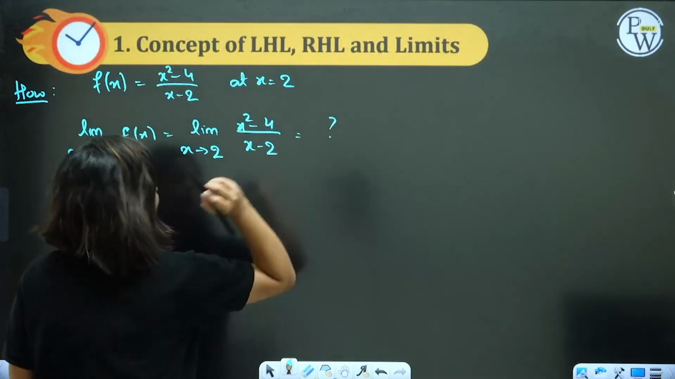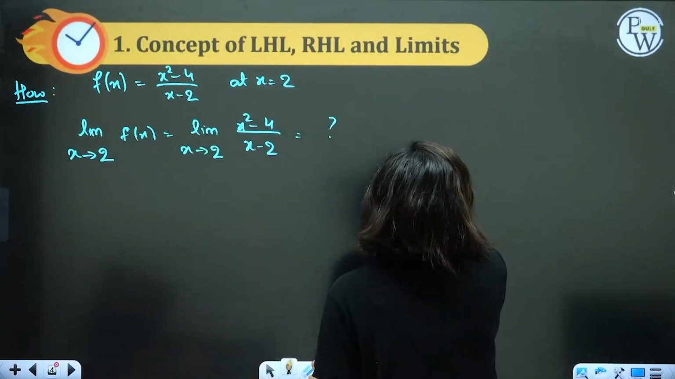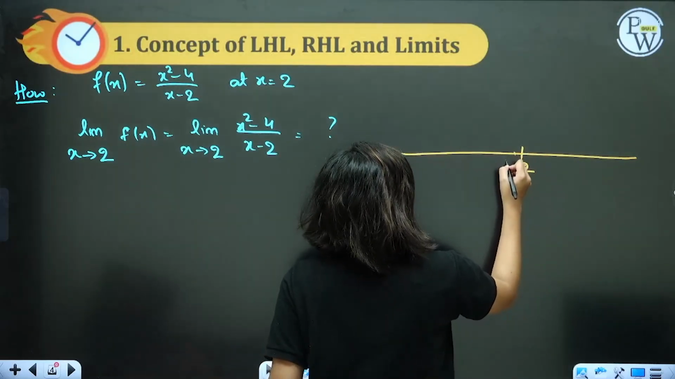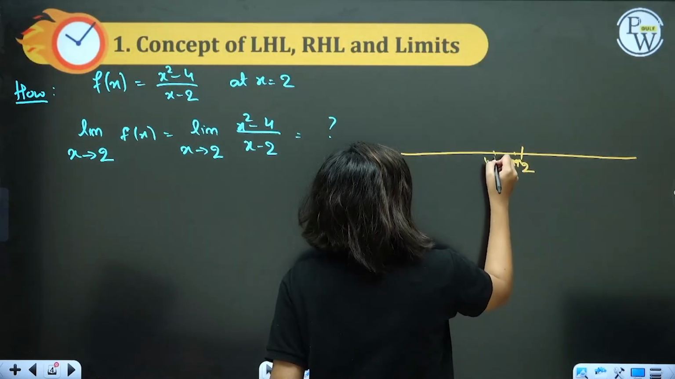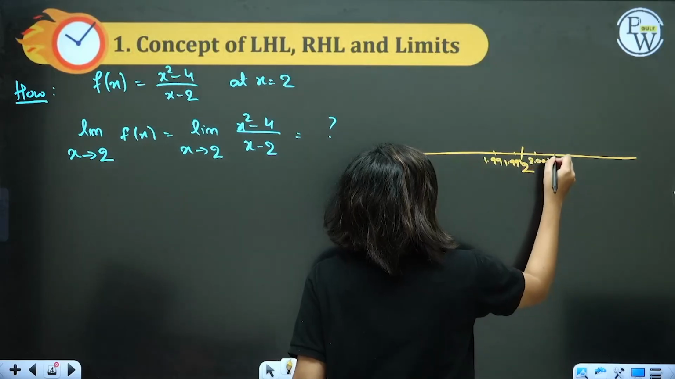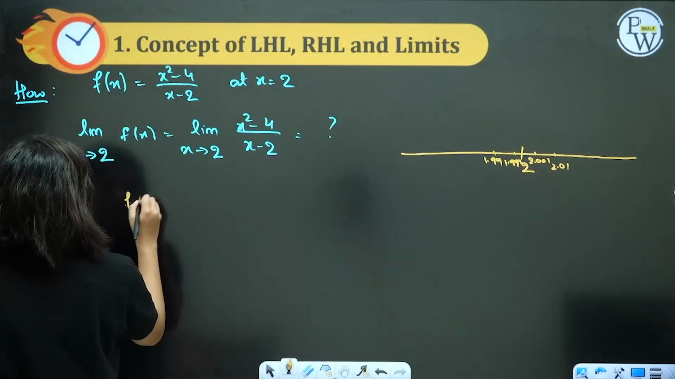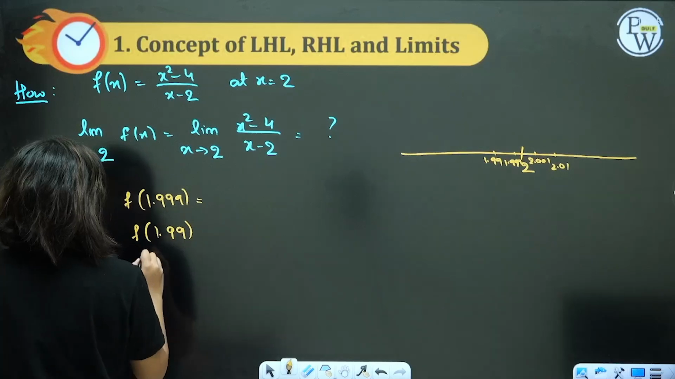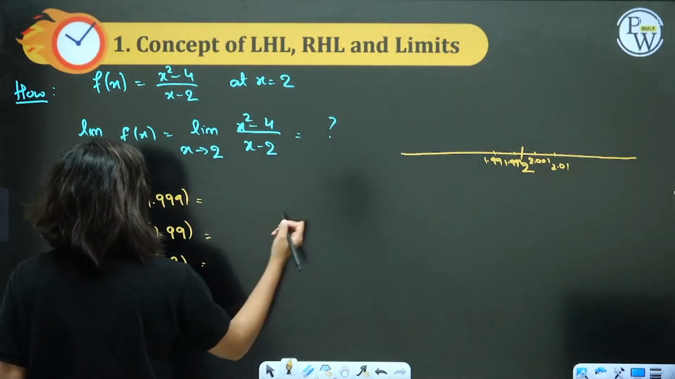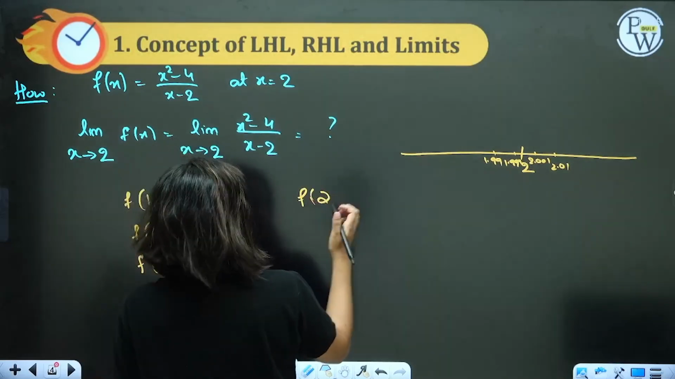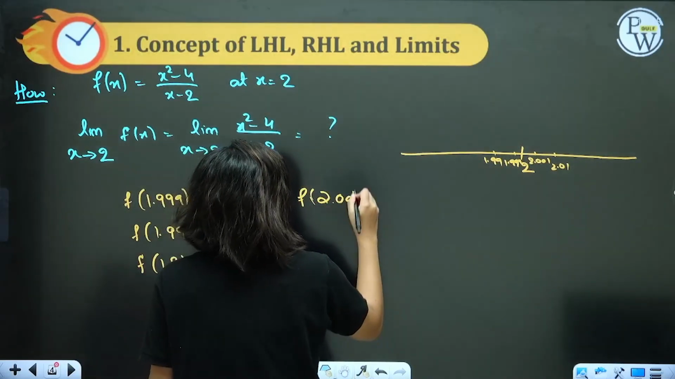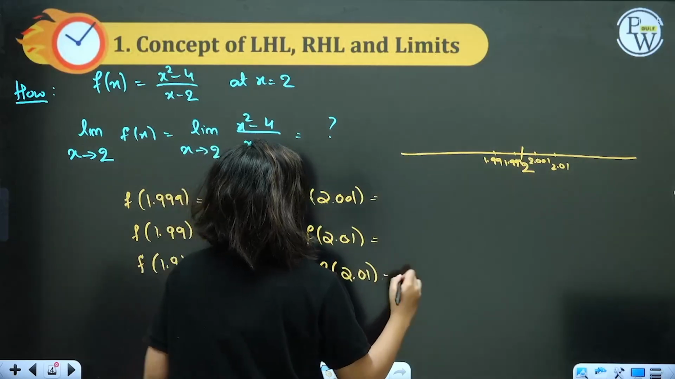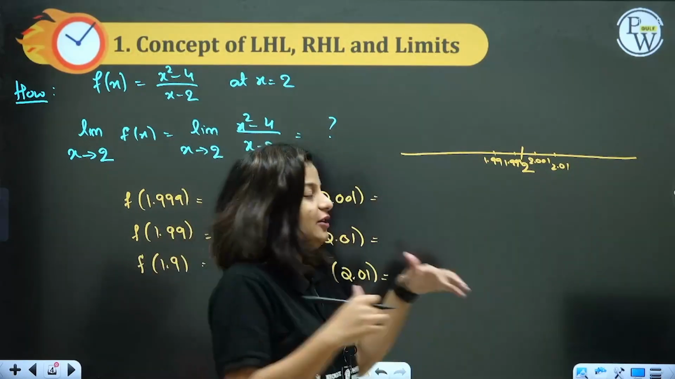This is what we will try to find. And how will we find it? For example, I'll try to find the value of the function at 1.999, at 1.99, very, very close to 2, and 2.001, 2.01, at these values. Suppose at f of 1.999, then f of 1.99, similarly f of 1.9 maybe. Then a few right side values also we will try to check, right? Numbers which are very close to 2 on the left and right, we will try to find them.